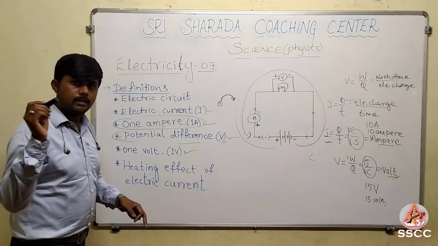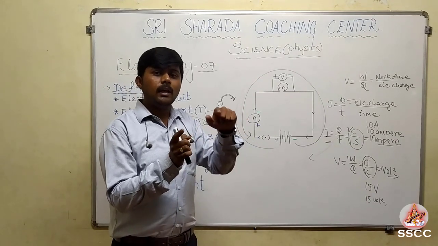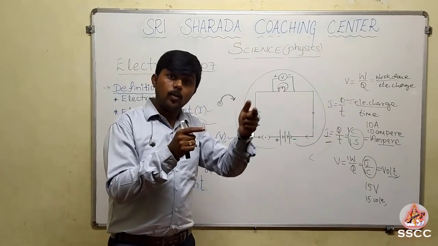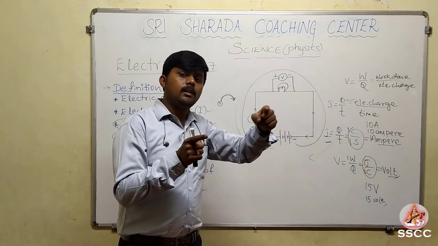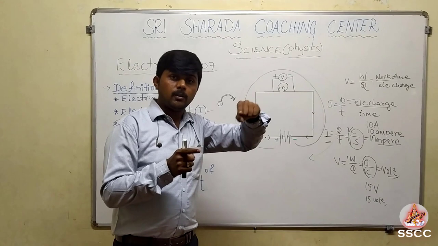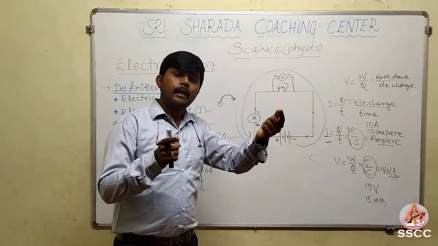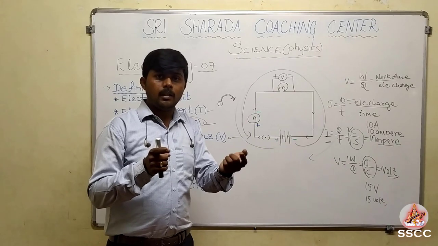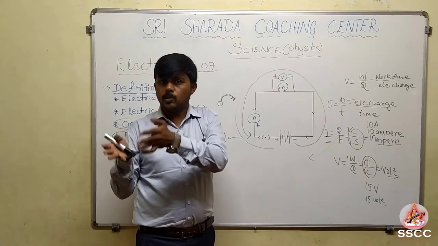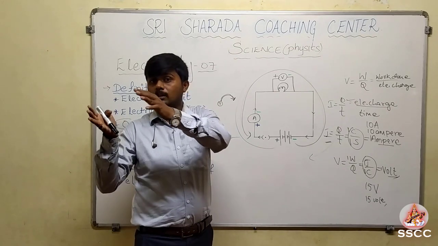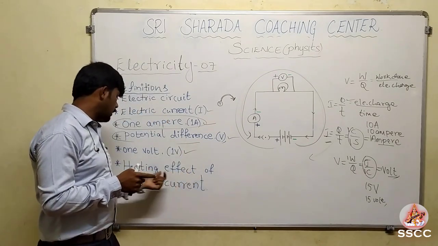And what is that? When you are passing an electric current through a conductor which is having appreciable resistance, means more resistance, then it can convert this electrical energy into heat energy. If that conductor is not having appreciable resistance, it won't convert this electrical energy into heat energy. The electric current will easily pass through that. Because of that resistance, it is not allowing the electric current to pass through, but it is converting this electrical energy into heat energy. We know the law of conservation of energy: energy can neither be created nor be destroyed. Here also, the same thing is happening. The electrical energy is not destroyed there because of the high resistance, but it is converted into heat energy because of appreciable resistance. That is heating effect of electric current.